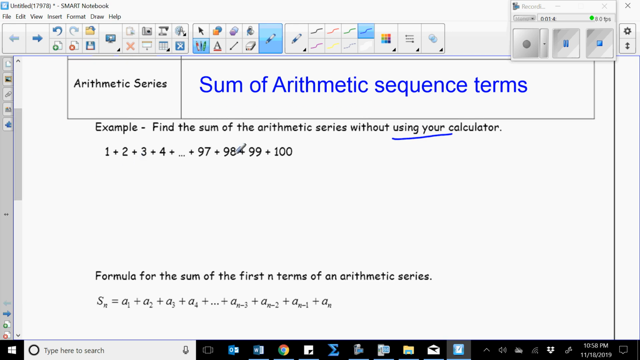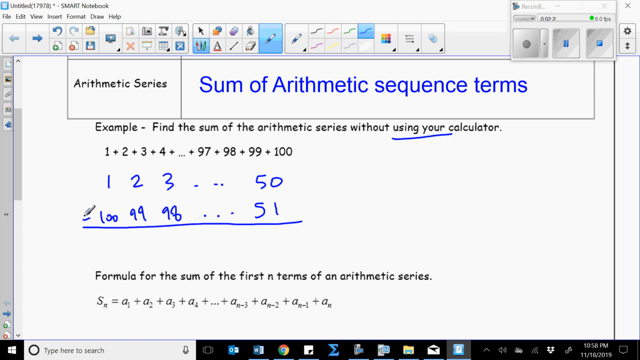But surprisingly, Gauss came back after just 2 or 3 minutes with the right answer. The teacher was surprised, like, how did he do this? This is how he solved this problem. He wrote all the numbers from 1, 2, 3 to 50. And then in the bottom row, he started writing the numbers from 51 to 98, 99, and 100. Then he added each column here.